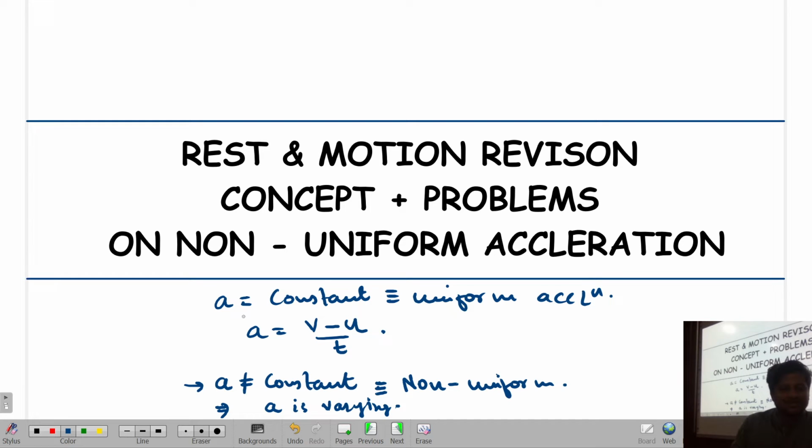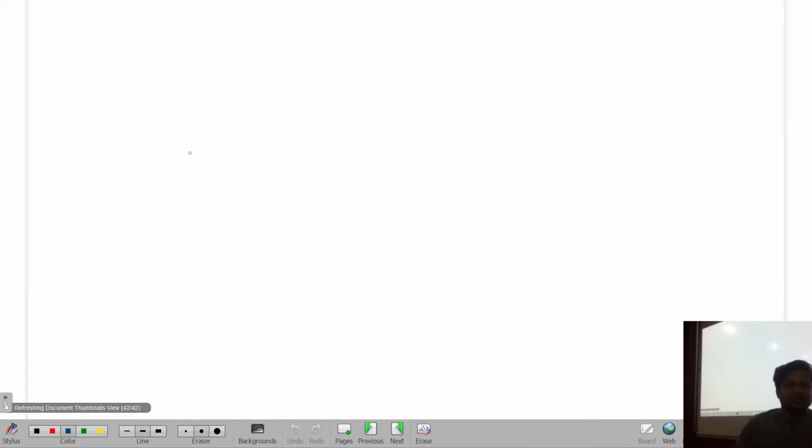In uniform acceleration, acceleration will remain constant. It will have the normal formulas, a equal to v minus u by t, or s is equal to ut plus half at square. All those concepts will be applied in an easy way. Those are the uniform acceleration equations. But in case of non-uniform, the acceleration does not remain constant, and that means acceleration is varying. Okay, so I'll just summarize this.